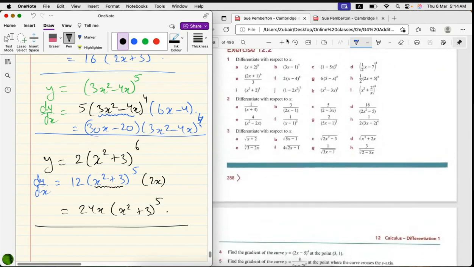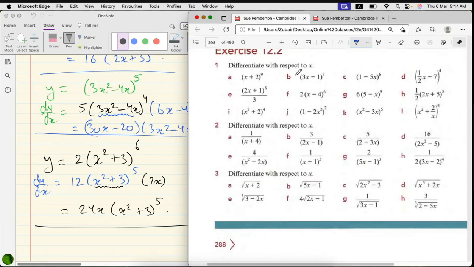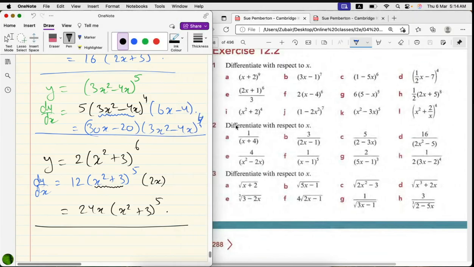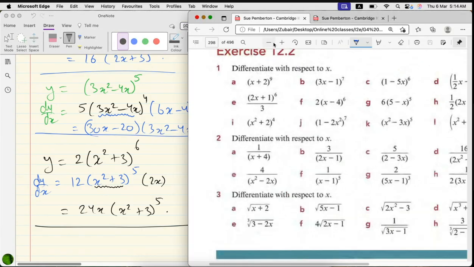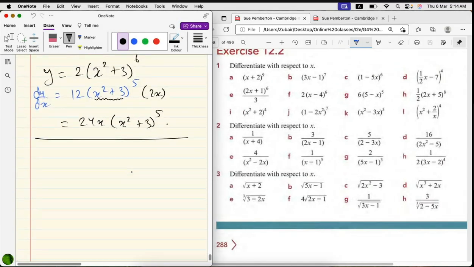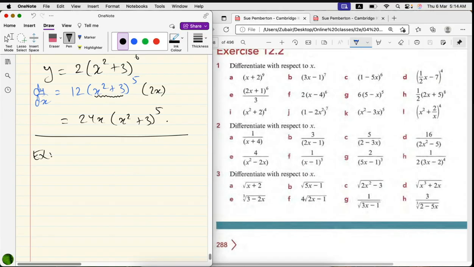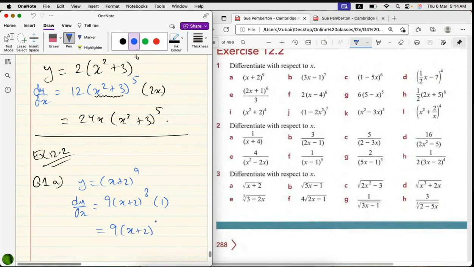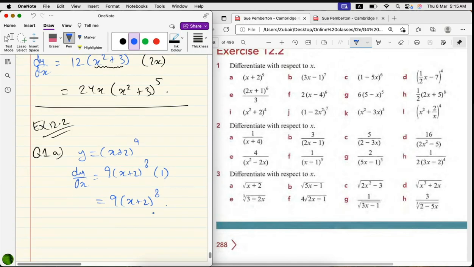Let's just get to the practice exercise. Exercise 12.2, question 1, part A. y is equal to (x plus 2) raised to power 9. So dy by dx: first we bring the power down, then we multiply with the differentiation of whatever is inside. And 9 times (x plus 2) to the power 8.